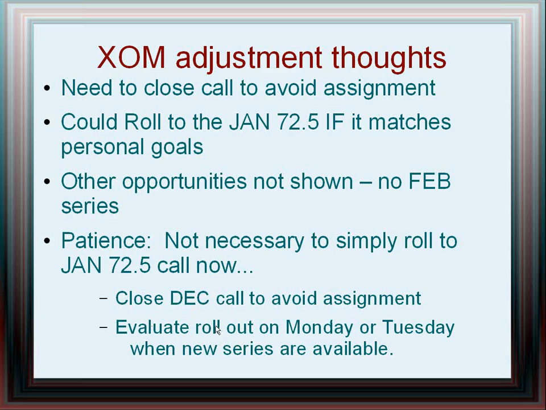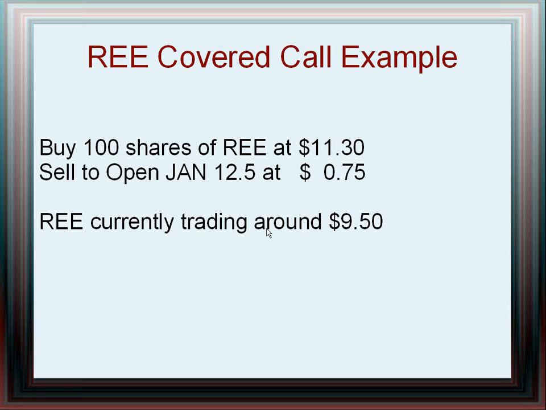And then you might be able to wait to sell the 72.5 call for a better premium or the 75 call in the January or February series after the stock moves up in price. Now, just take a look at the REE example as well.